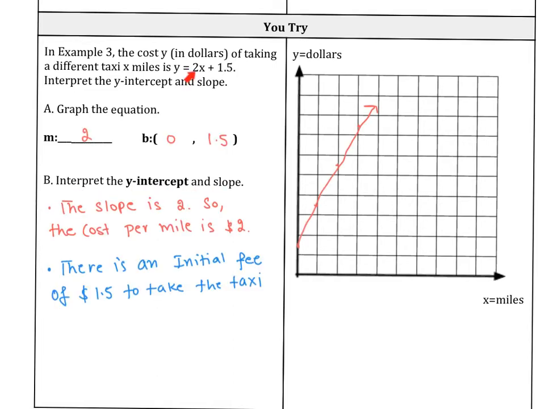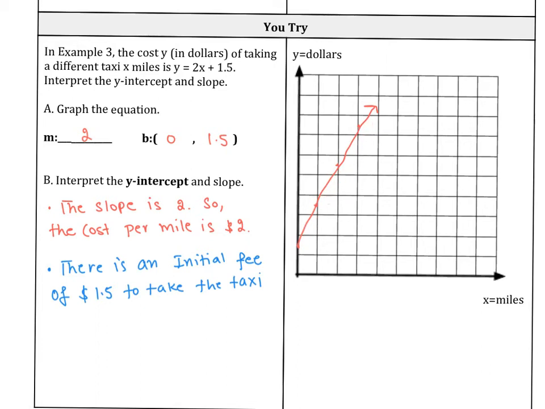The slope is 2, so it's 2 over 1, or just 2. And the y-intercept is (0, 1.5). So this is 1, this is 1.5. Treating the slope as 2 over 1, you go up 2 over 1, up 2 over 1, up 2 over 1, and then connect the points to get the graph of the line.